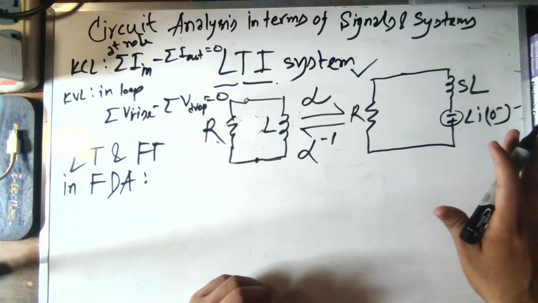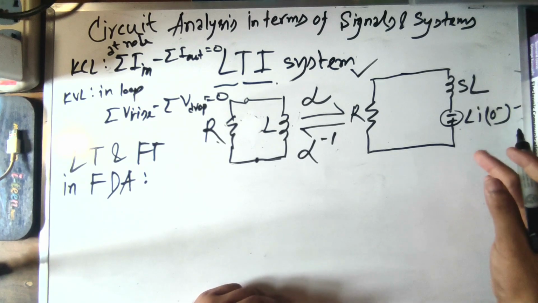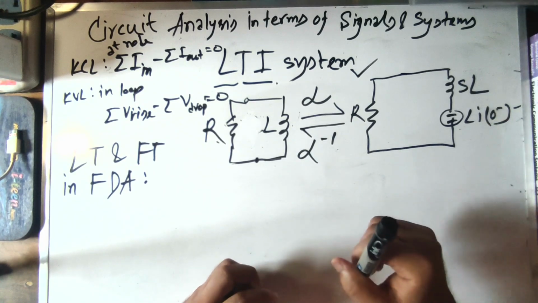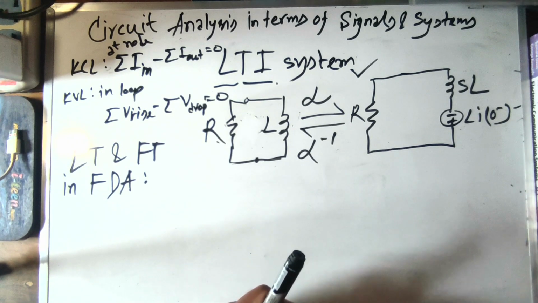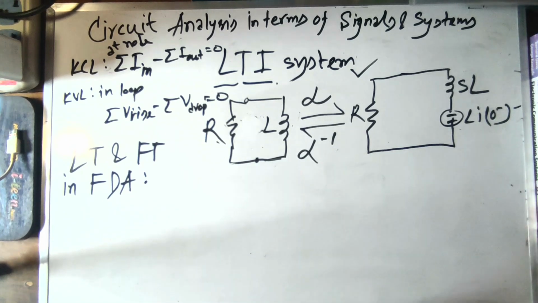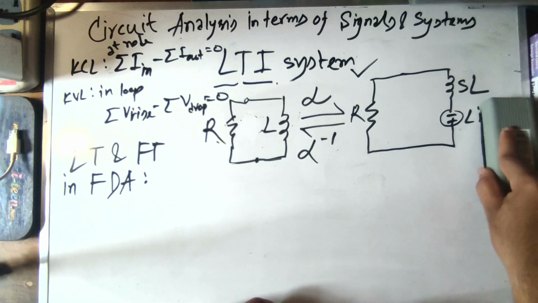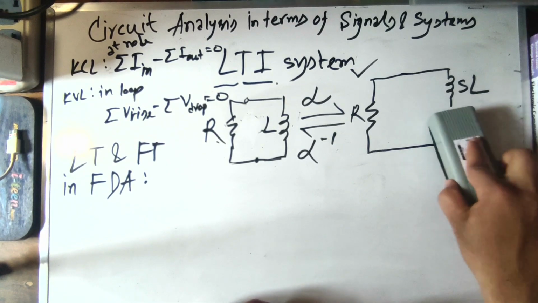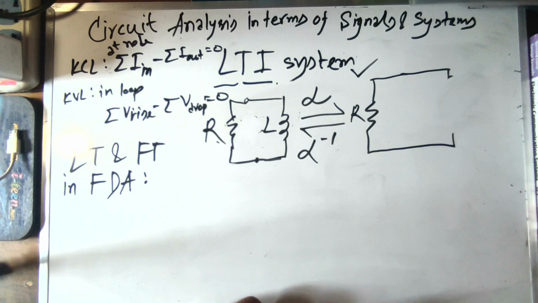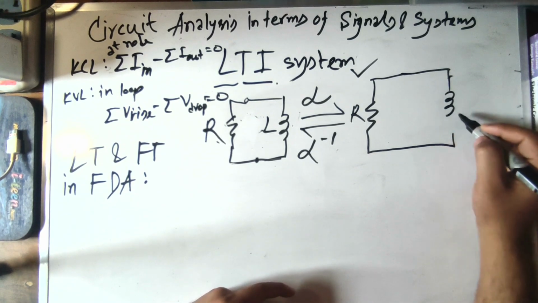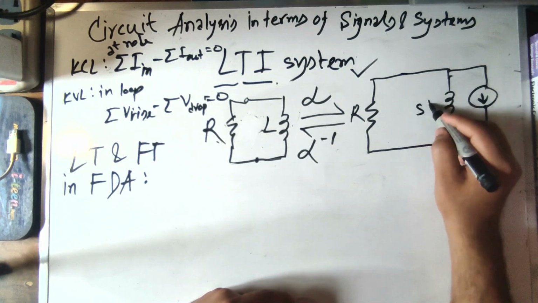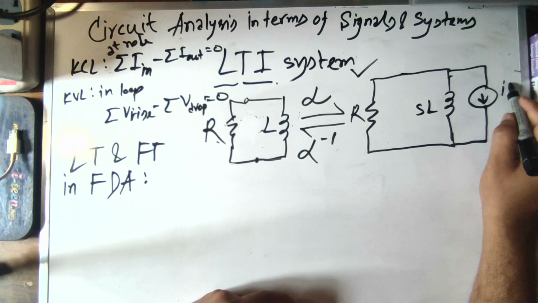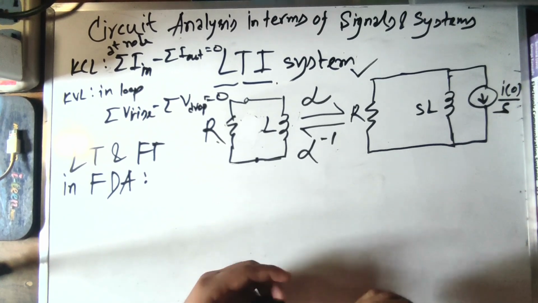This is the Laplace transform with initial current in the inductor. If we replace the initial current with a voltage source, it will be this. If we replace the initial current with a current source, it will be this. With initial current, it will be like this. This is SL and this is I0 by S in the Laplace transform.